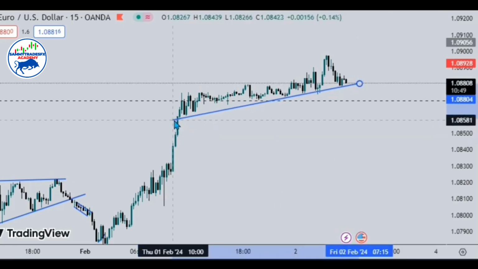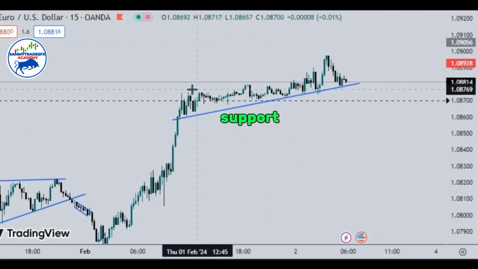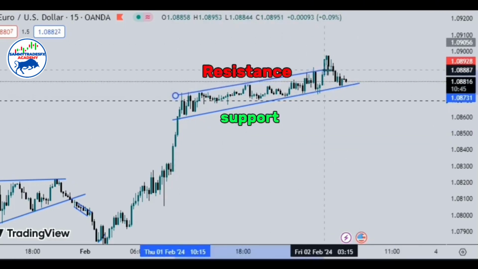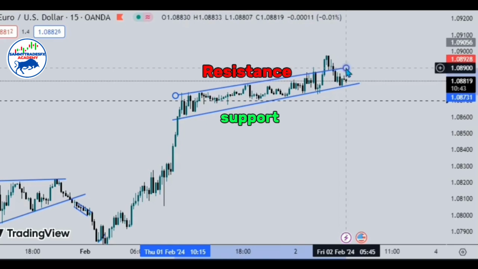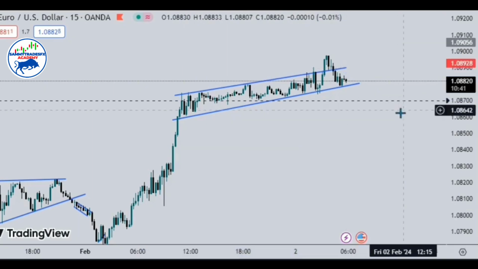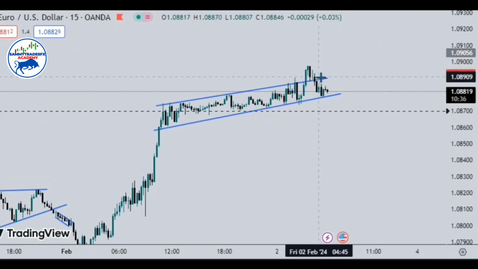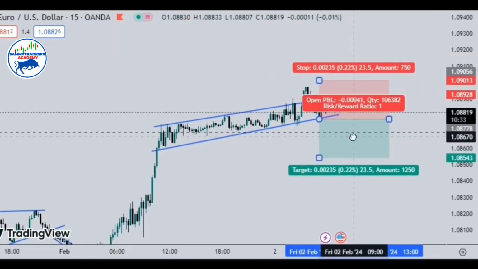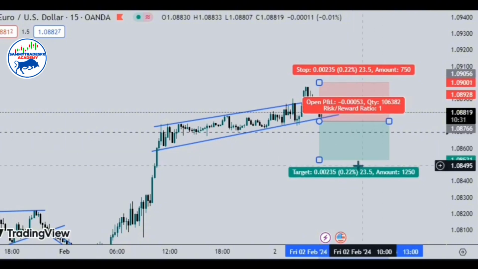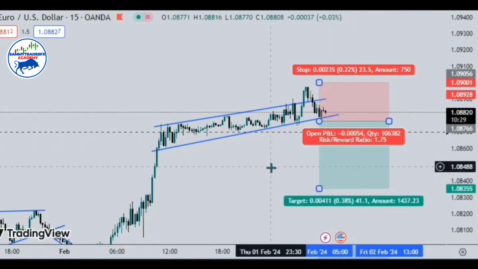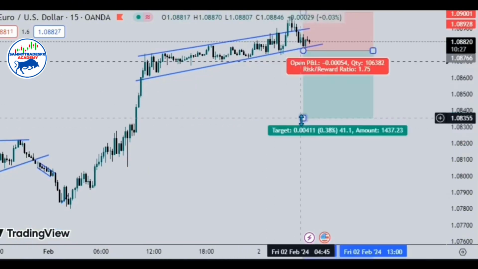So take a look at this chart, see the support area, and here is the resistance area. So you can see we have a break of structure right here. Here the market forms a fake trend break and retests back into the trend. So at this point I'm looking to short Euro USD.